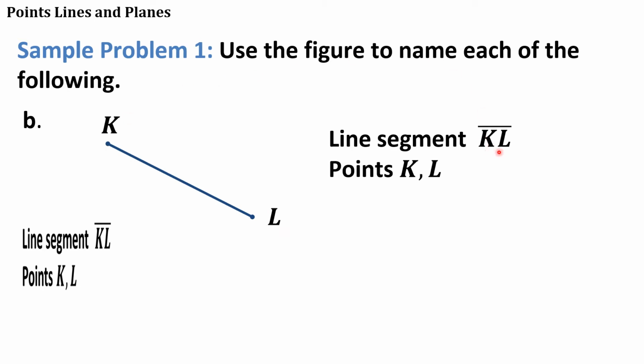They just have to be capital letters, and they have to have a line on top of it to indicate that that's a segment. I can also write line segment or segment KL, but if I don't want to write all that, all I have to do is just write KL and put a little line on top of it, saying that that is a segment. And in that segment, I only have 2 points. I have point K and point L.